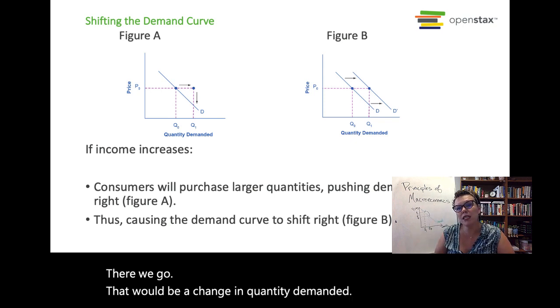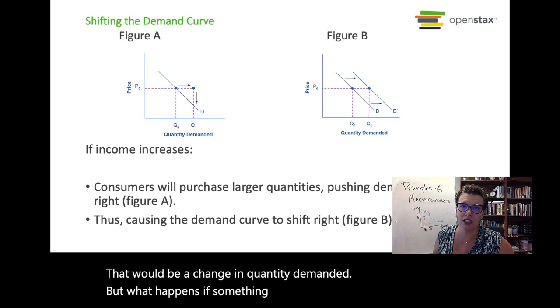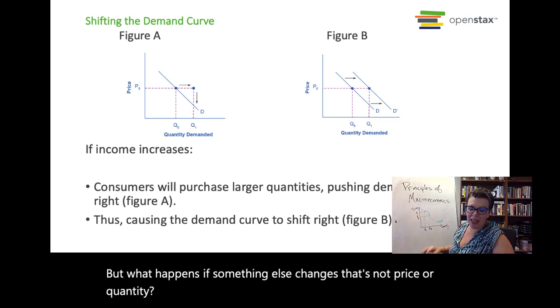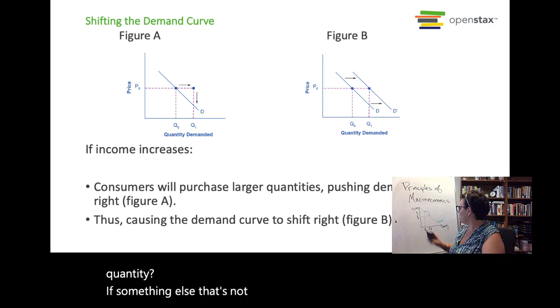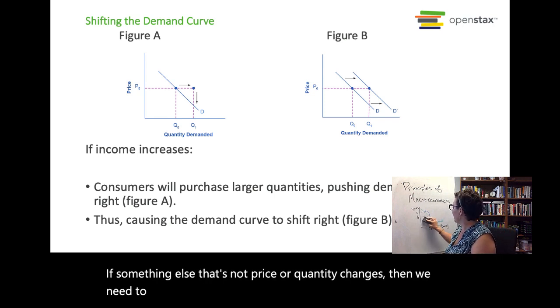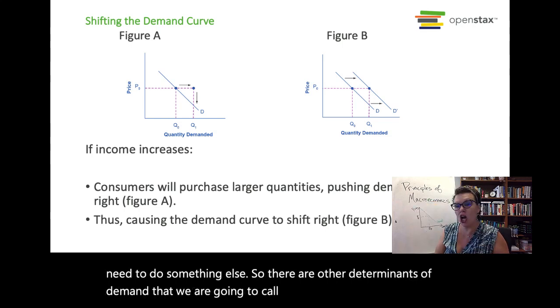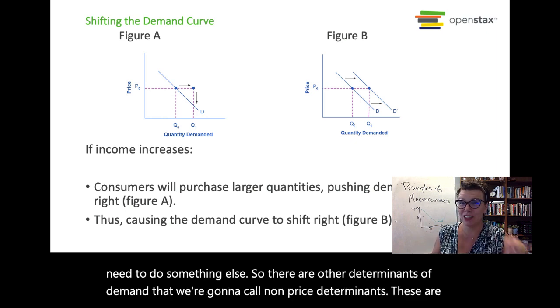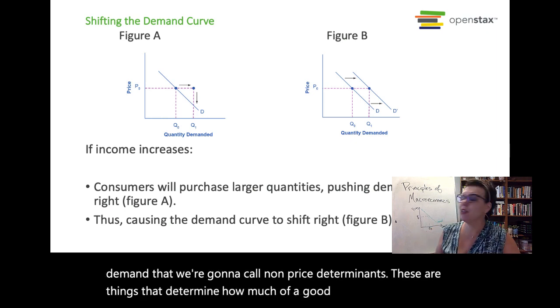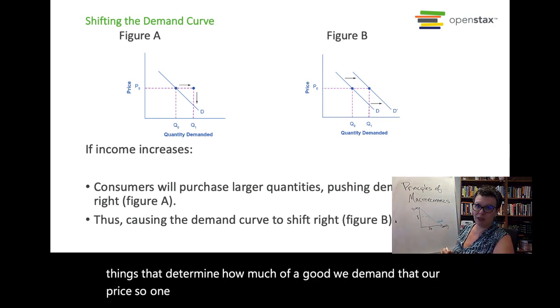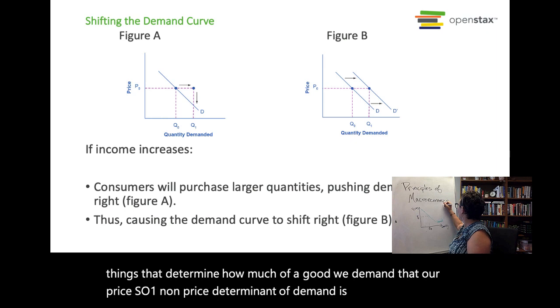But what happens if something else changes that's not price or quantity? If something else that's not price or quantity changes, then we need to do something else. So there are other determinants of demand that we're going to call non-price determinants. These are things that determine how much of a good we demand that aren't price. So one non-price determinant of demand is income.